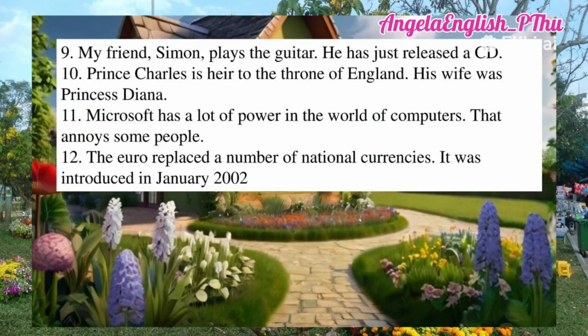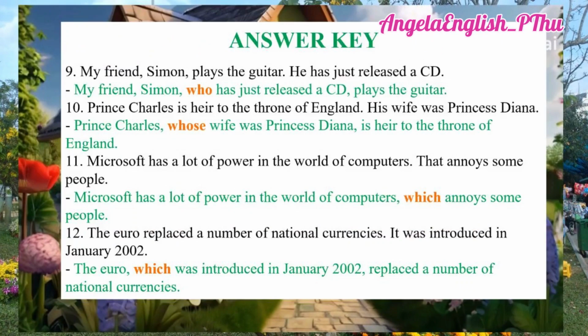9. My friend, Simon, plays the guitar. He has just released a CD. 10. Prince Charles is heir to the throne of England. His wife was Princess Diana. 11. Microsoft has a lot of power in the world of computers. That annoys some people. 12. The euro replaced a number of national currencies. It was introduced in January 2002. Here are the answers from 9 to 12.